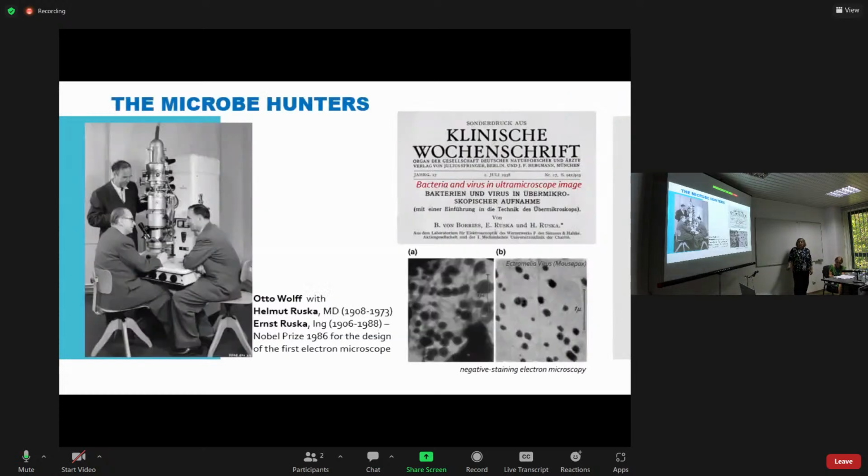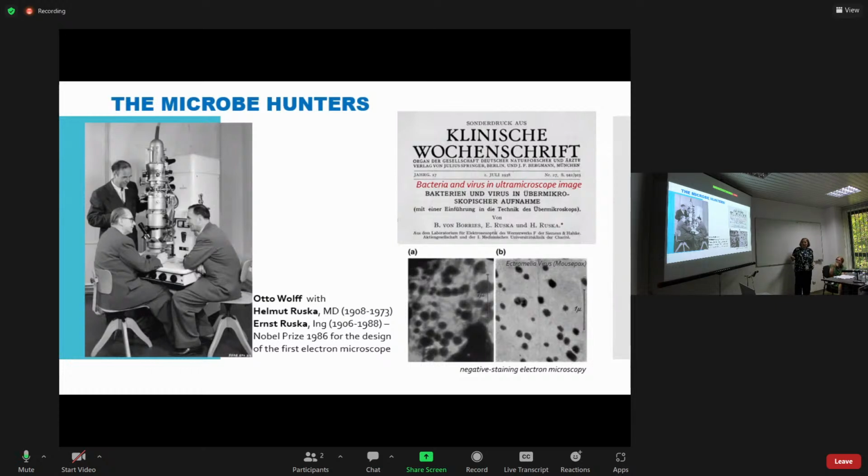So we need to thank the Ruška brothers for electron microscopy. In fact, Ernst Ruška designed the first electron microscope in 1931, and his brother was interested in viruses and bacteria and asked for improvement in this first model, and Ernst did that.